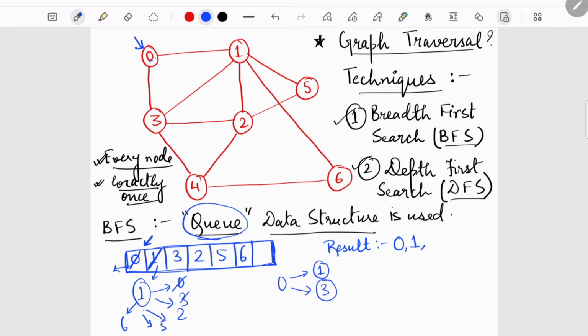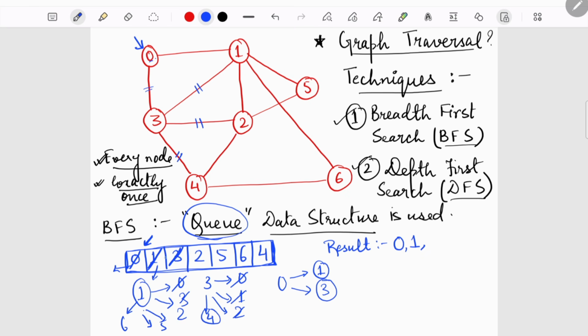After 1 now we have to visit node 3. So which nodes are adjacent to 3? Come, let's see. 3 is adjacent to 0. 3 is adjacent to 1. 3 is directly connected to 2. And 3 is directly connected to 4. Now among these we have already visited 0 and 1. 2 is already there in the queue, so we are not going to insert it again. So the left node is 4. So let's insert 4 into the queue.